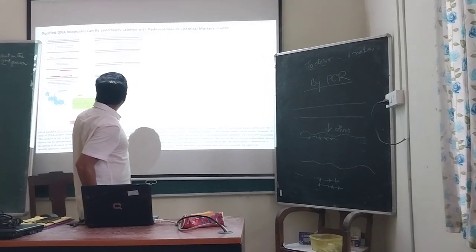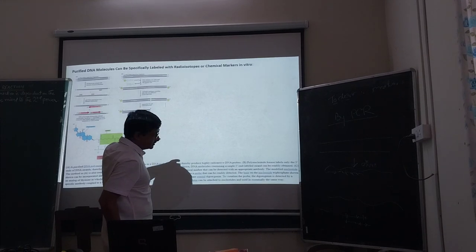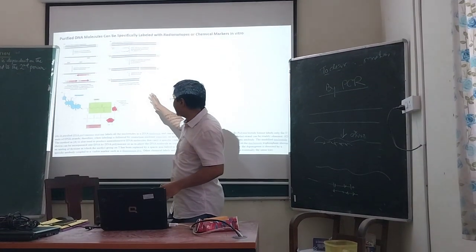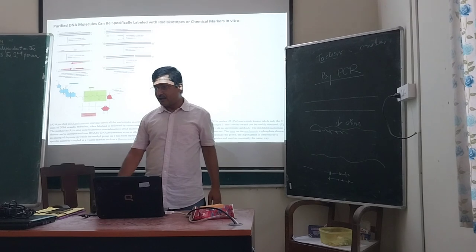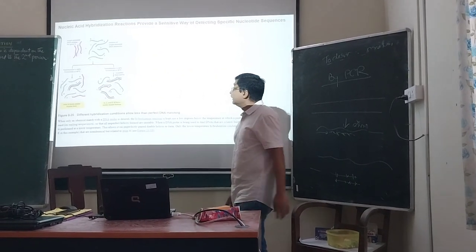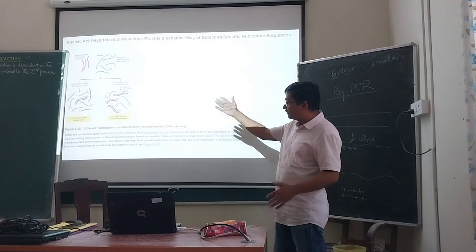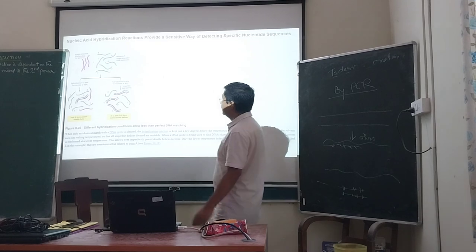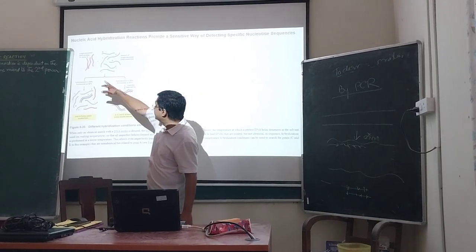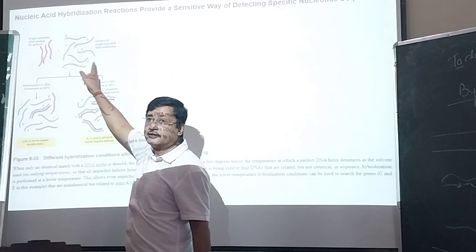Purified DNA molecules can be specifically labeled with radioisotopes or chemical markers. Same thing we have discussed here. When I give this presentation to you, you can go through it. Nucleic acid hybridization, one example here: suppose this is a DNA probe and we want to monitor whether the sequences are there or not.